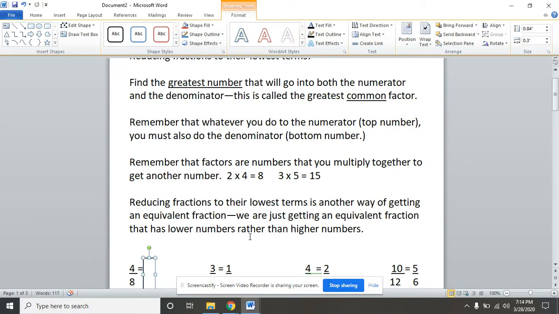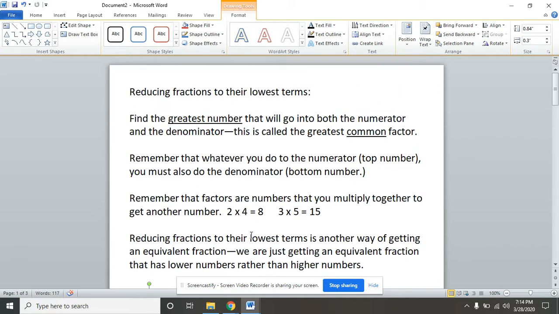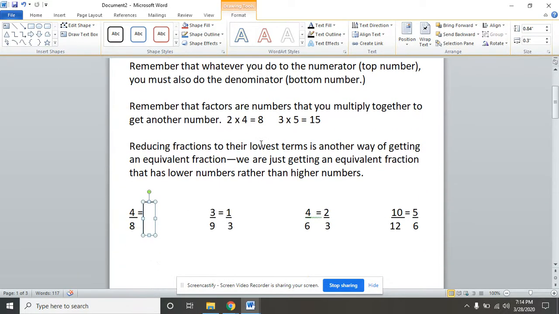Hi, boys and girls. This is a video about reducing fractions to their lowest terms. In order to do that, you have to find the greatest number that will go into both the numerator and the denominator, and that is called the greatest common factor. So I'm going to scroll down here to the bottom of the page.